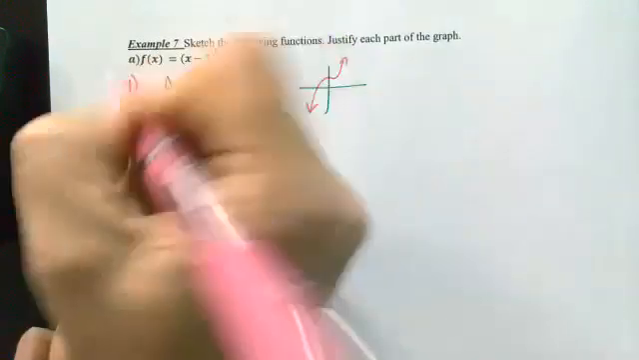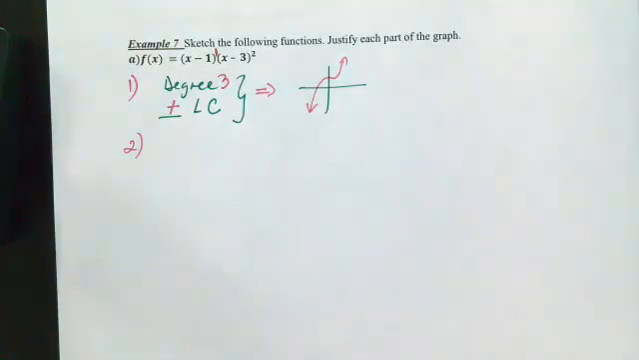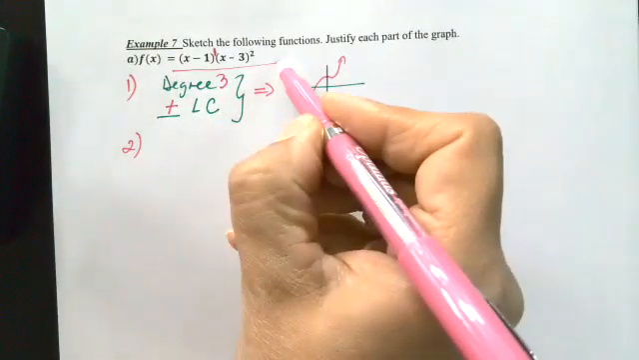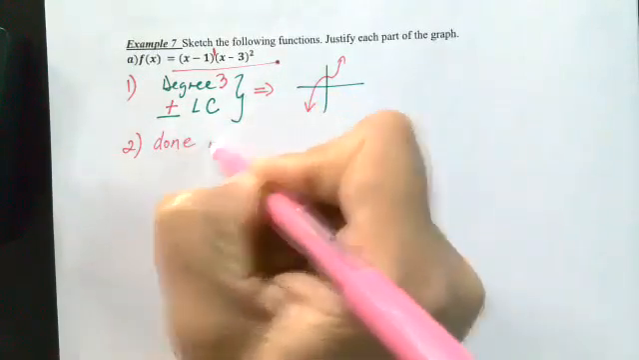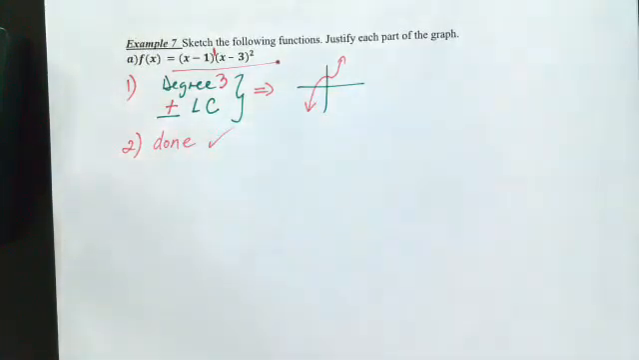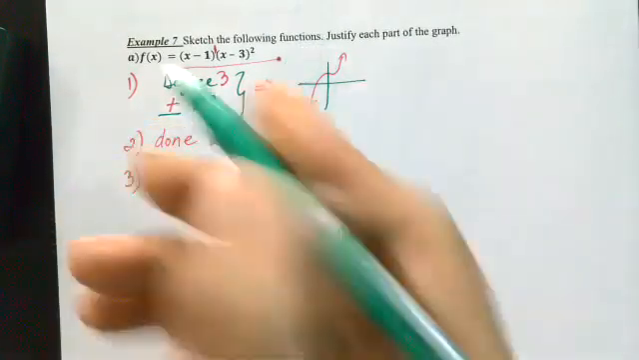Number 2 in the order of going through getting your sketch would be to factor your polynomial if it's not in factored form. But yours is already done, it's in factored form. That makes sense? So we can write here just for your notes that it's done, you don't have to do it. It's already factored. Number 3 is finding the x-intercepts.